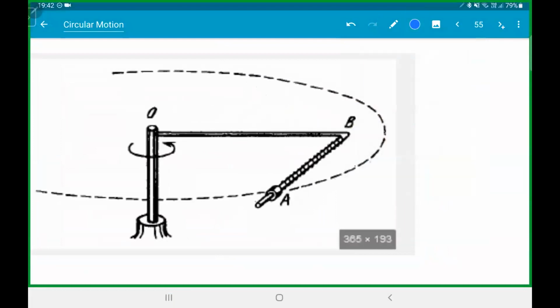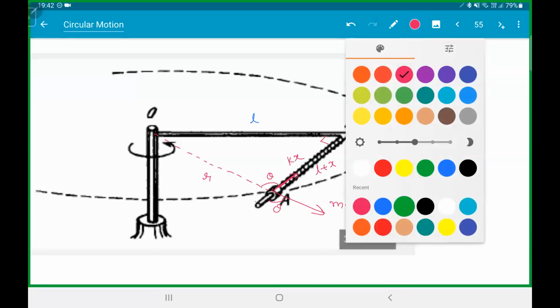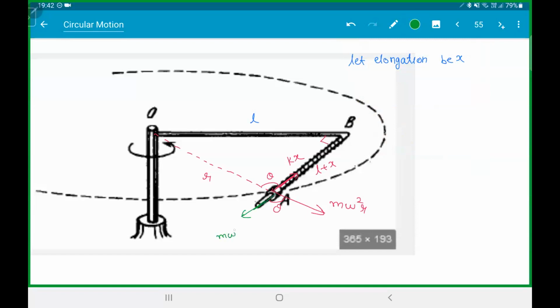See, let this length be L. Let elongation be X. So this length will become how much? L plus X. This is the radius of the circle, r. This guy is going in this circle, radius r. So centrifugal force will be like this, m omega square r. Centrifugal force will be away from the circle. So if you take this angle as theta, remember this is 90 degrees, so this is theta. And if you look at the forces here, this force will be spring force kx, and this centrifugal force component will be m omega square r cos theta.